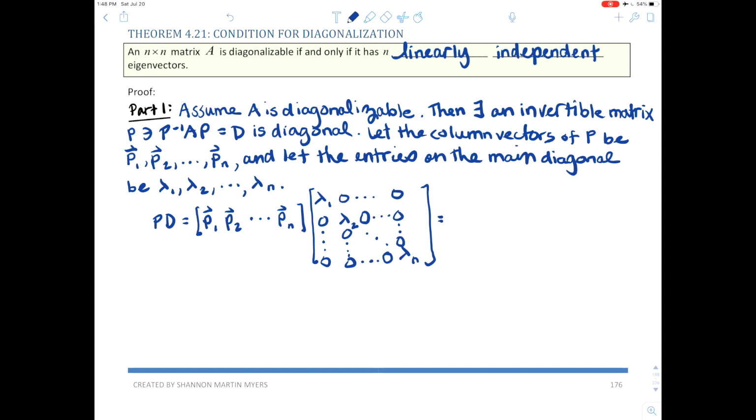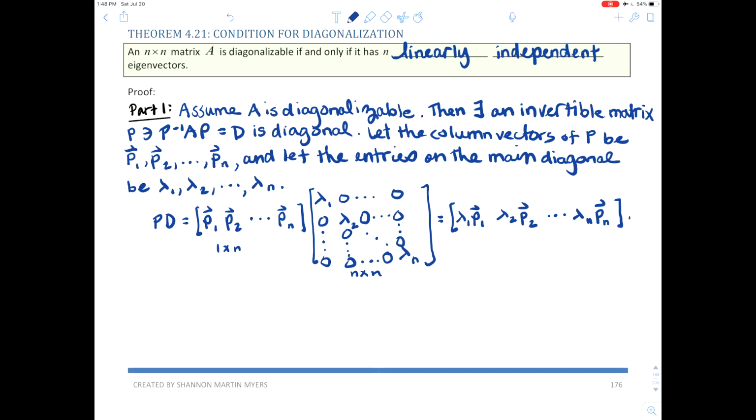This is going to yield what? Well, P is a 1 by n, right? And we've got an n by n. So we're going to end up with a 1 by n matrix for our result. And it'll just be lambda 1 times P1, lambda 2 times P2, all the way down to lambda n times the column vector Pn. Cool so far? All right.